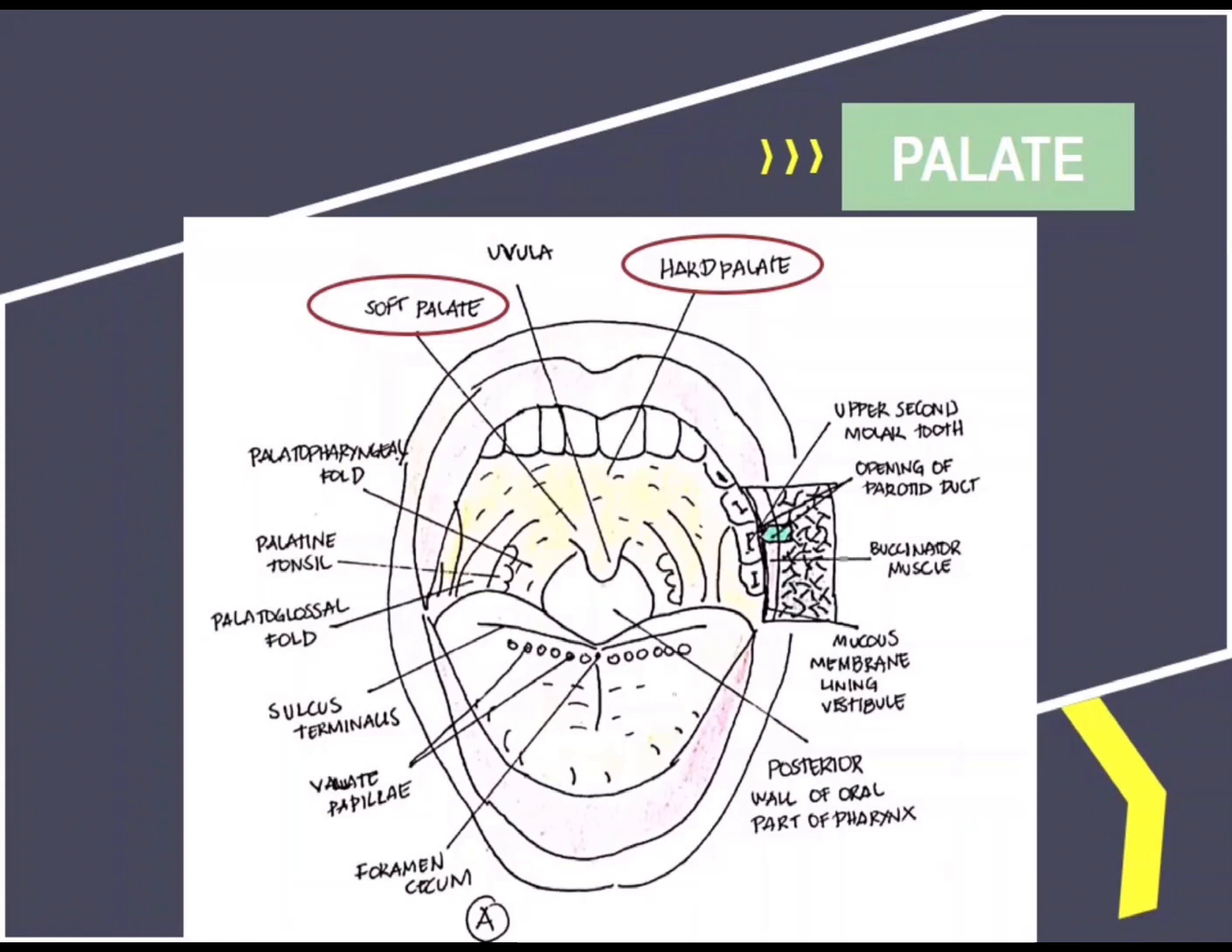And then the blood supply of the palate is the greater palatine branch of the maxillary artery, the ascending palatine branch of the facial artery, and the ascending pharyngeal artery.